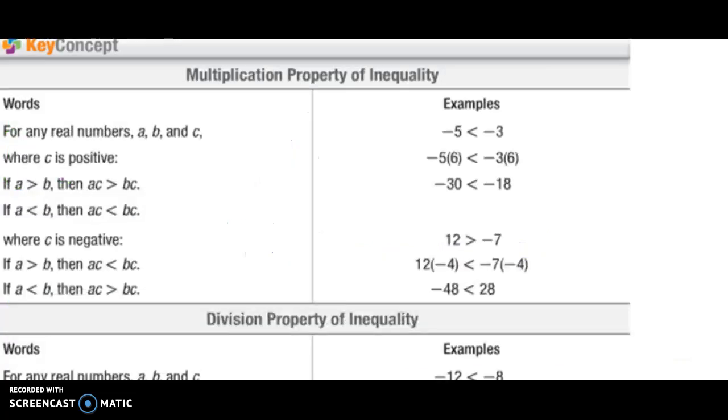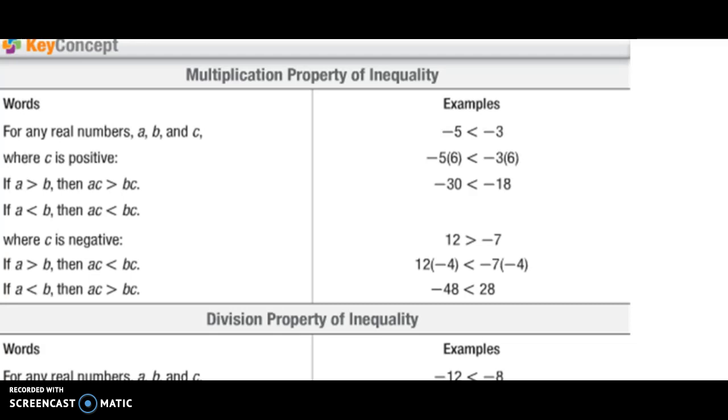Multiplication property of inequality, okay? It goes like this. If I multiply both sides by a positive number, my inequality symbol remains the same. However, if I multiply by a negative value, my inequality is going to switch, okay?